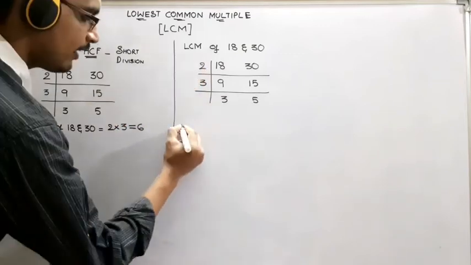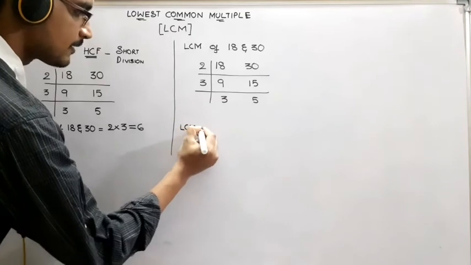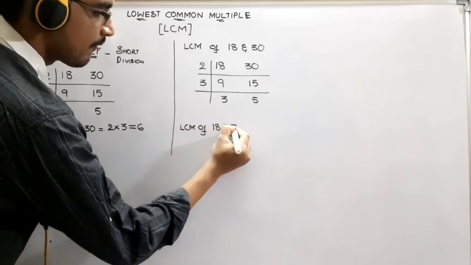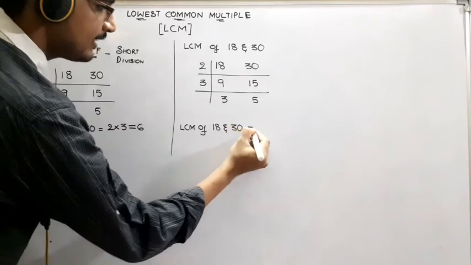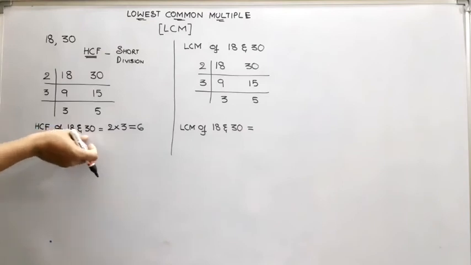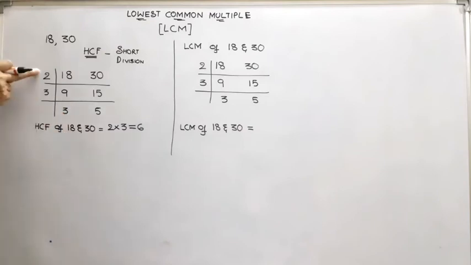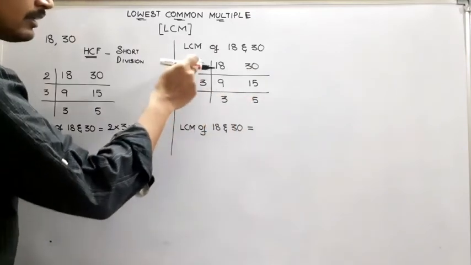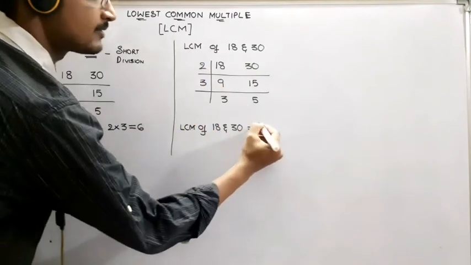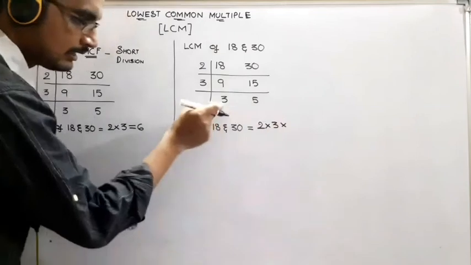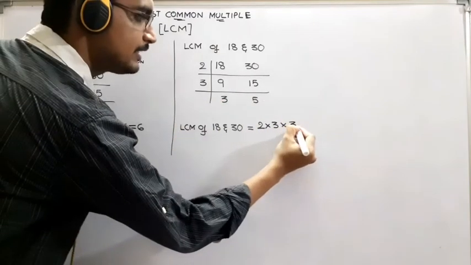Now I want to find the LCM of 18 and 30. Observe the board carefully, children. If we want to find the HCF of 18 and 30, we took only these two common factors. Whereas if we want to find the LCM, we have to take all the numbers including these common factors. That means 2 into 3 into the leftover numbers, 3 into 5.